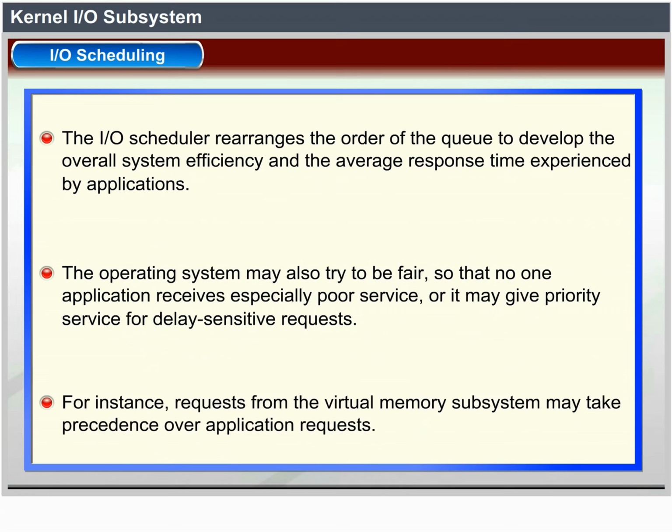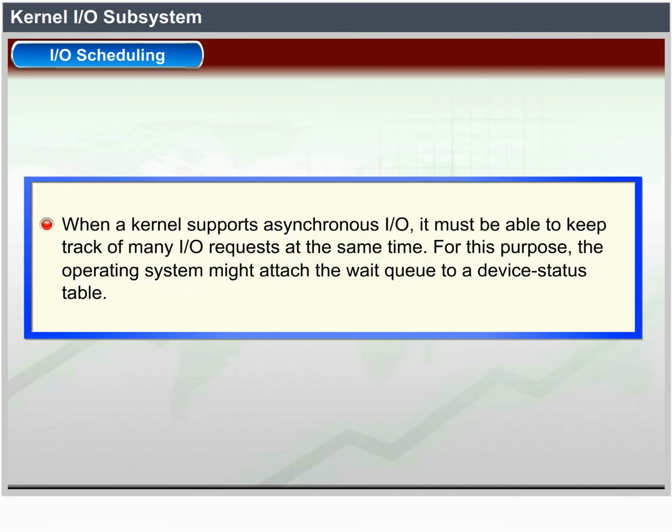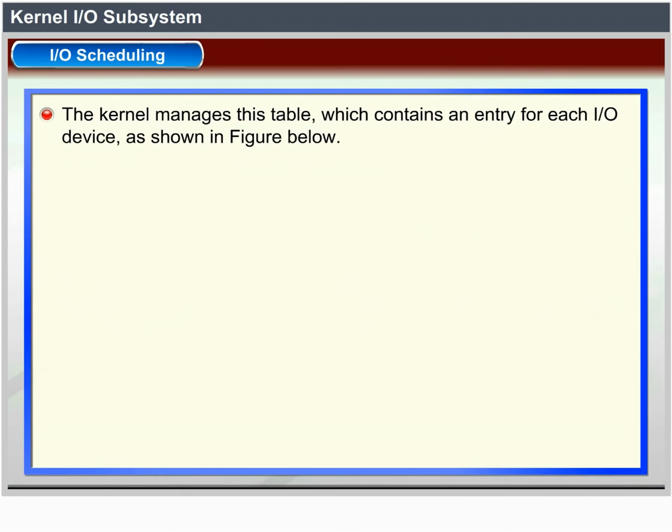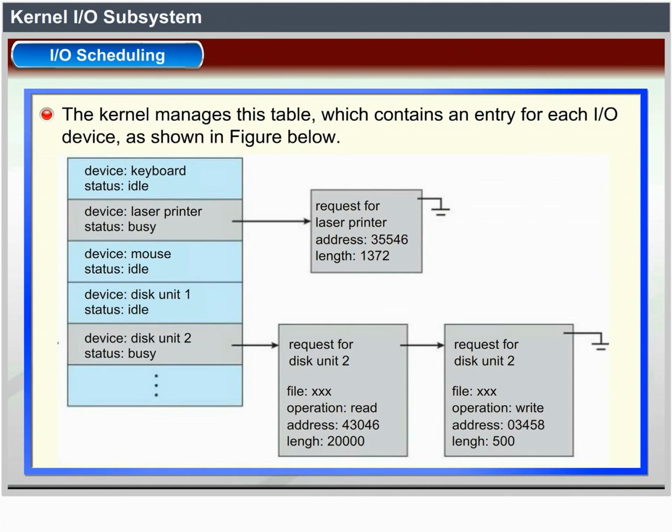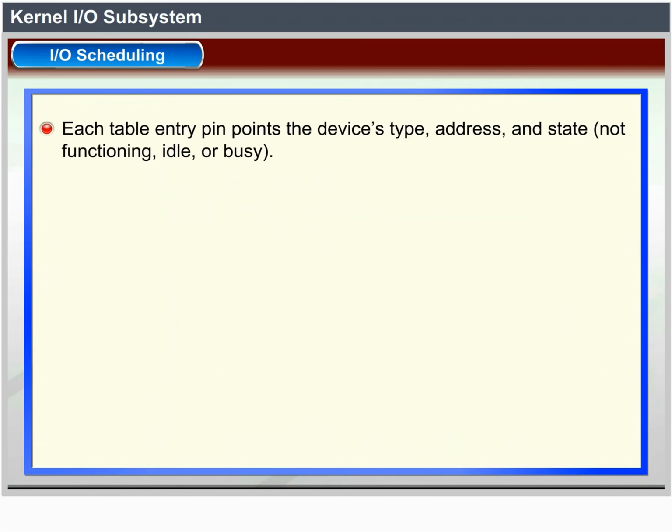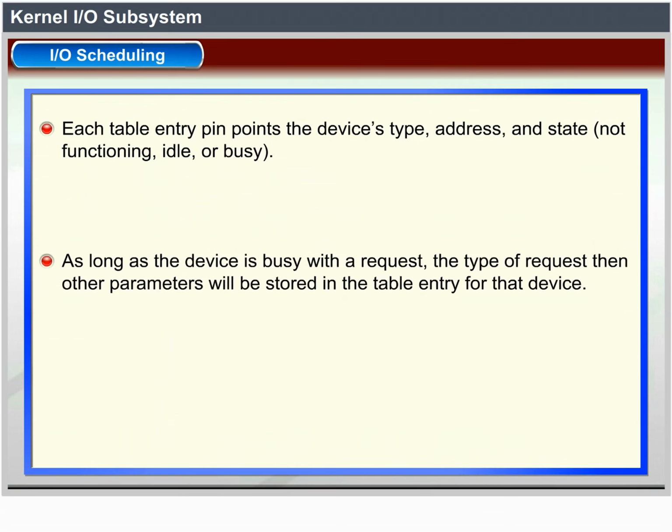When a kernel supports asynchronous input-output, it must be able to keep track of many input-output requests at the same time. For this purpose, the operating system might attach the wait queue to a device status table. The kernel manages this table, which contains an entry for each input-output device as shown in the figure below. Each table entry indicates the device's type, address, and state: not functioning, idle, or busy. If the device is busy with a request, the type of request and other parameters will be stored in the table entry for that device.